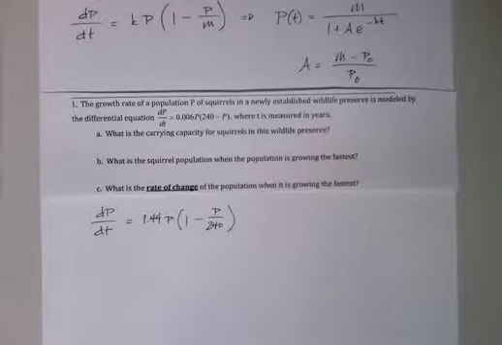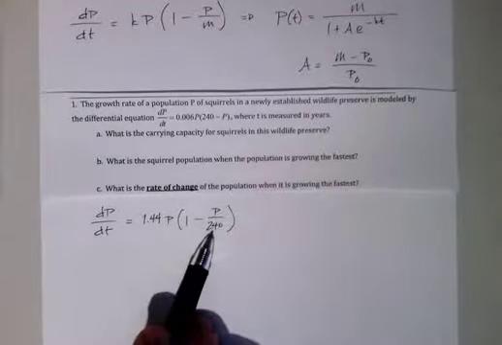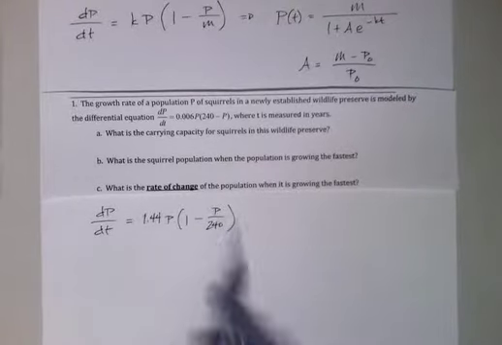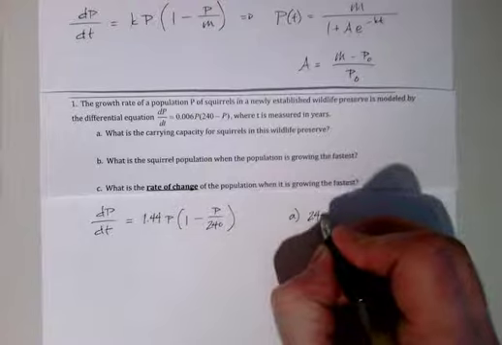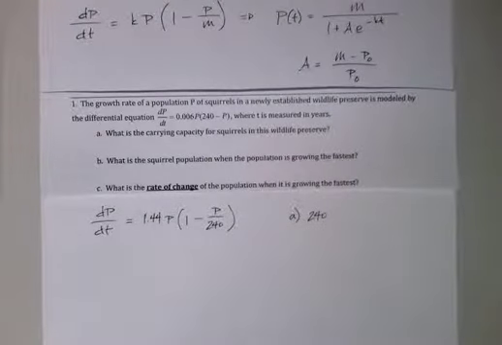Now, it asks in part A, what is the carrying capacity for squirrels in this wildlife preserve? Well, carrying capacity is obviously going to be this. It's going to be 240. Okay, so once you've transformed that equation, 240 is your answer to A. What is the squirrel population when the population is growing the fastest?